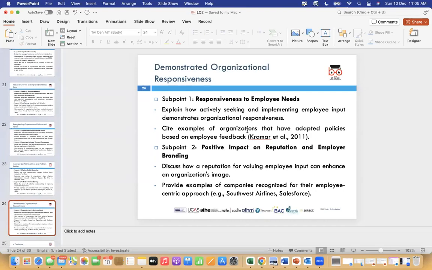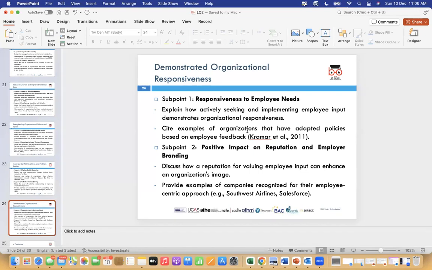Then how the engagement helps to respond to employee needs. So again, employees actively make different changes and suggestions, and how that can cater to your associates' needs and feedback, essentially. And that would help in having a positive impact on the reputation.